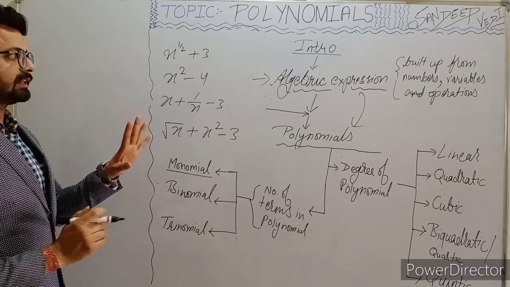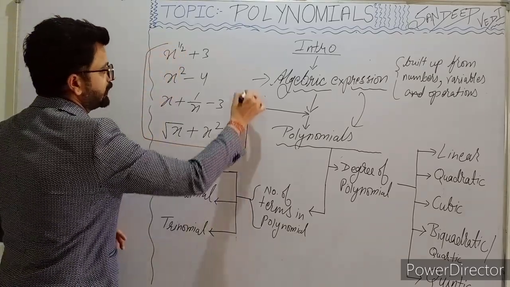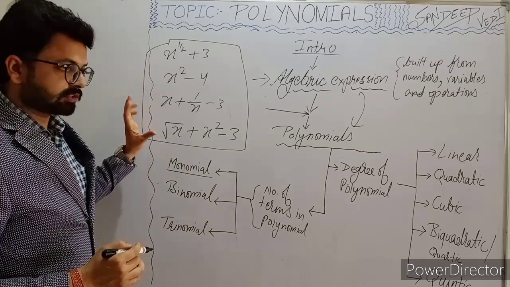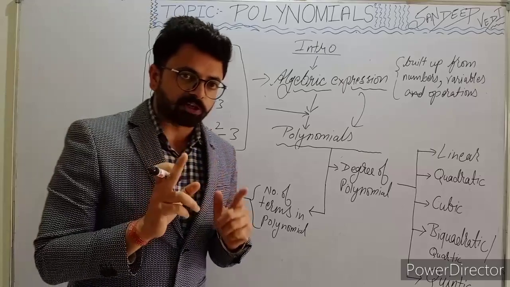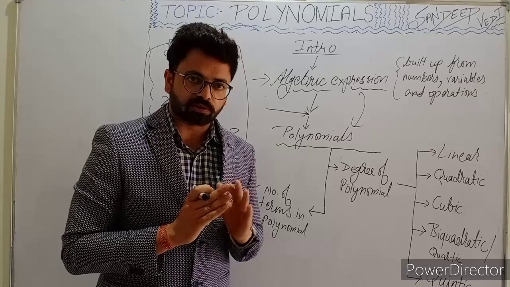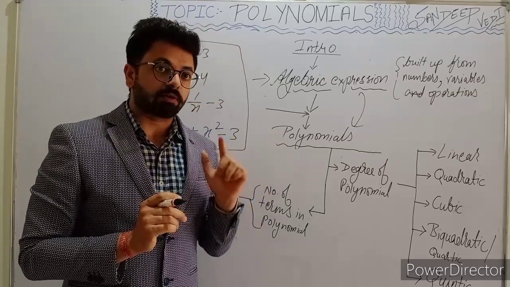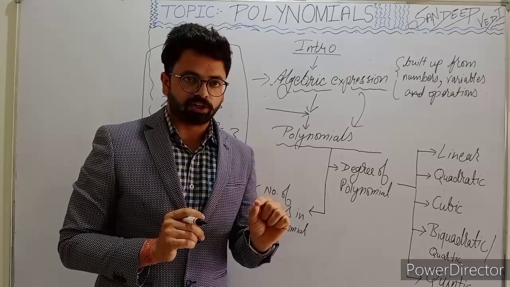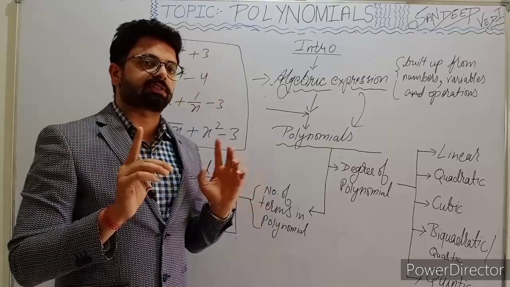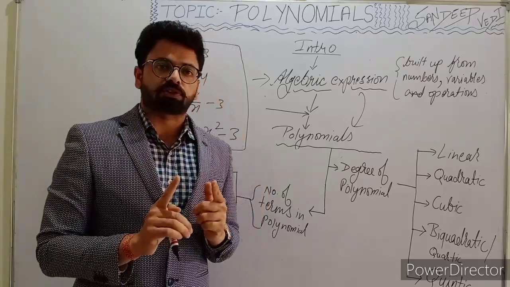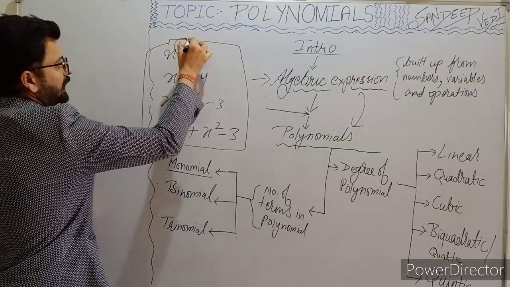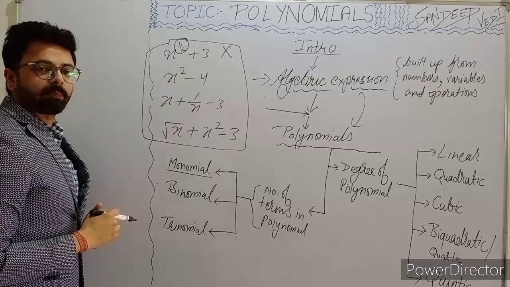Here I have written 4 algebraic expressions. Out of these 4 algebraic expressions, I need to take out polynomials. Which are polynomials? So I am telling you the polynomial definition: in an algebraic expression, if the power of the variable, point to be noted, comes as a whole number, that algebraic expression will be a polynomial. Here the power of variable is 1 upon 2, that is not a whole number. So this is not a polynomial.